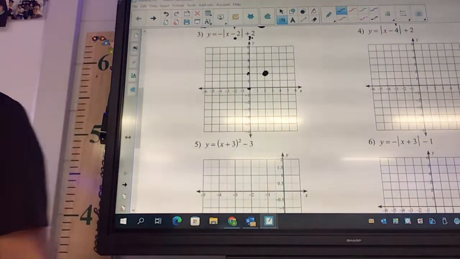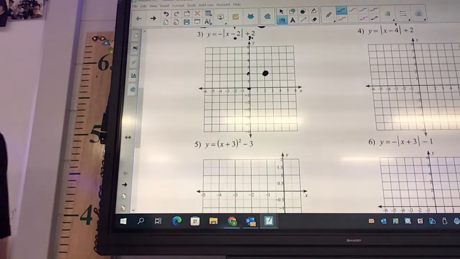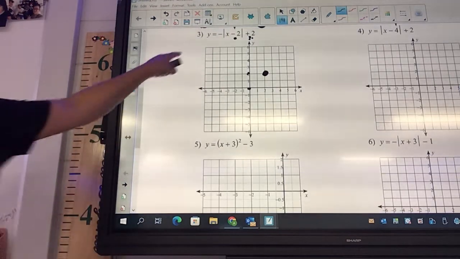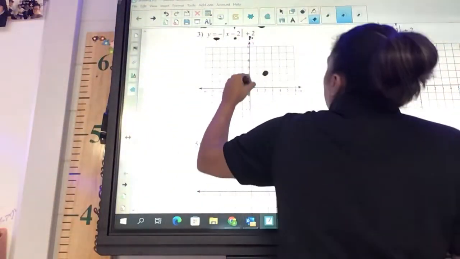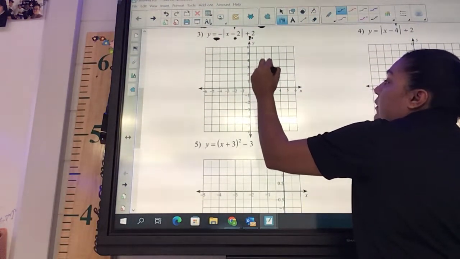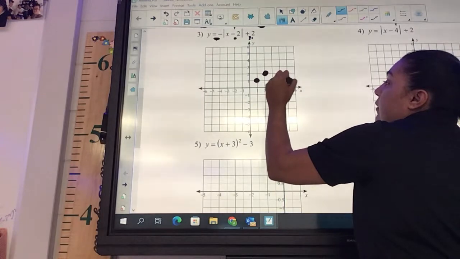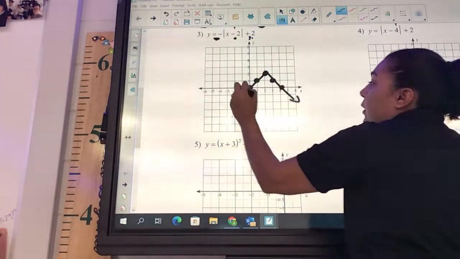And we've already said this is gonna be a V or a U? A V. Does it open up or down? Down. How do you know? Because negative. So this negative lets us know that the graph opens down. So from here, we're going to go down 1 over 1, down 1 over 1, down 1 over 1. So the V is down 1 over 1, remember?